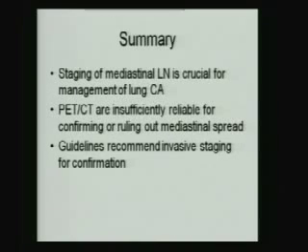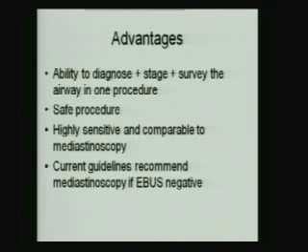So in summary, staging of mediastinal lymph nodes is crucial for management of lung CA. PET-CT is insufficiently reliable for confirming or ruling out mediastinal spread, and guidelines recommend invasive staging for confirmation. The advantage of EBUS is the ability to diagnose, stage, and survey the airway in one procedure. It's a safe procedure, as documented in many meta-analyses, and it's highly sensitive and comparable to mediastinoscopy. The current guidelines do recommend mediastinoscopy if the EBUS sampling is negative.